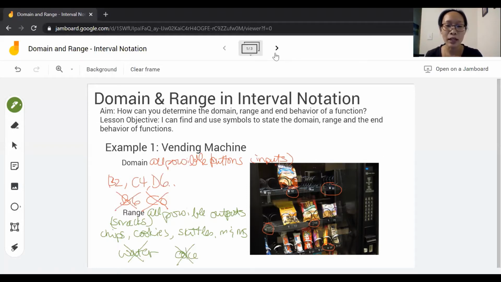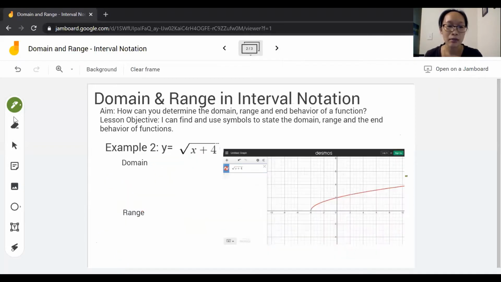What does this look like in an algebraic context? Well, let's take a look at a function. We have the function y is equal to the square root of x plus 4. So our domain again is all possible inputs. And what do I put into the function? I put in x's. So these are x values.